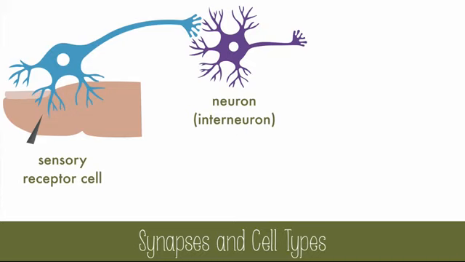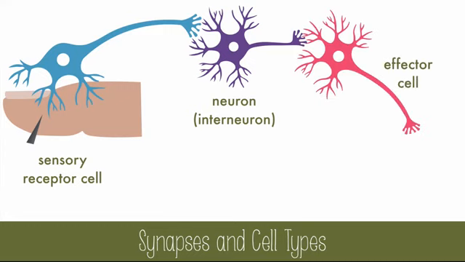The message can then be sent to a cell that will have an effect on another cell, so they're called effector cells. In this example, the effector cell is going to signal a muscle cell, which would move this area of skin away from the source of pain. These three cell types together make a simple reflex arc, going from sensation to the central nervous system to an action.